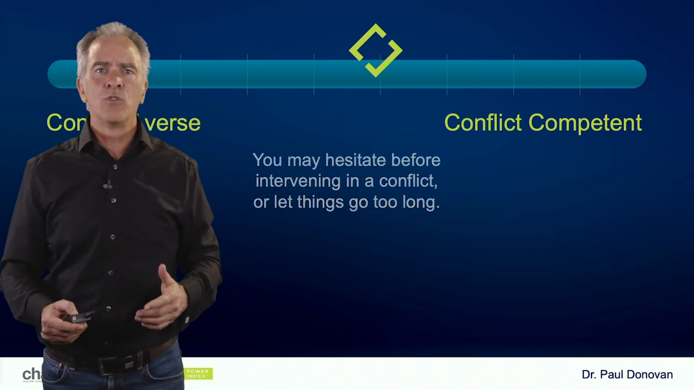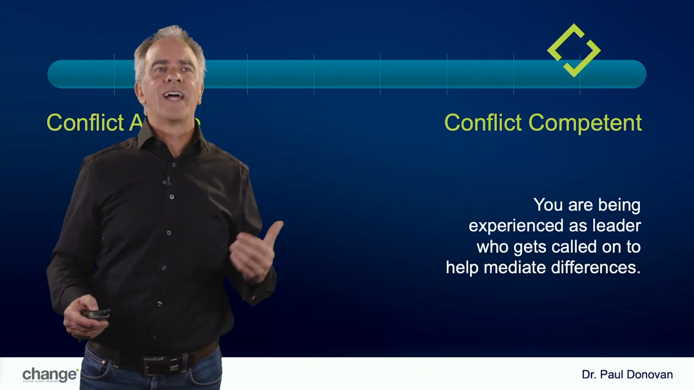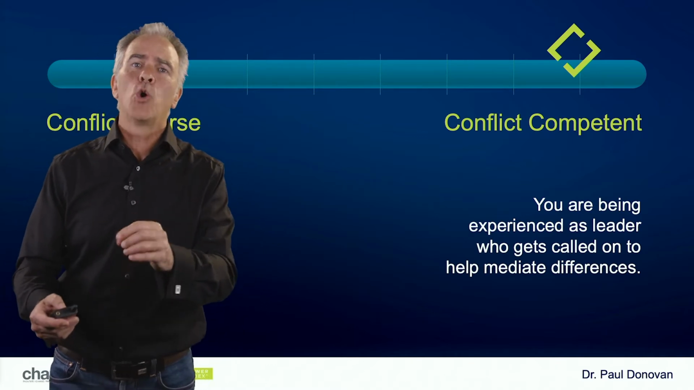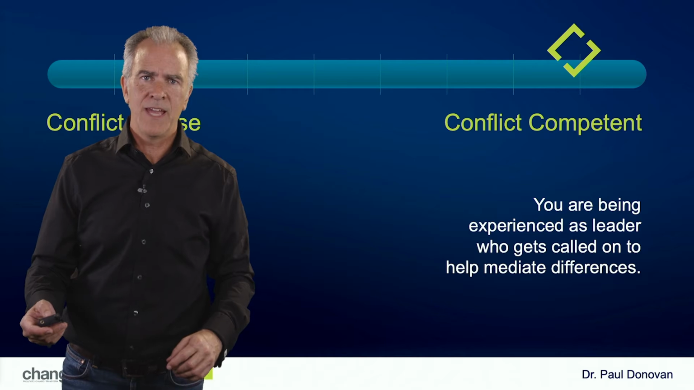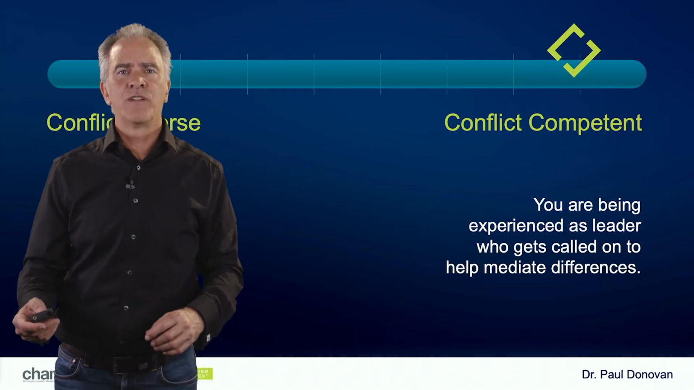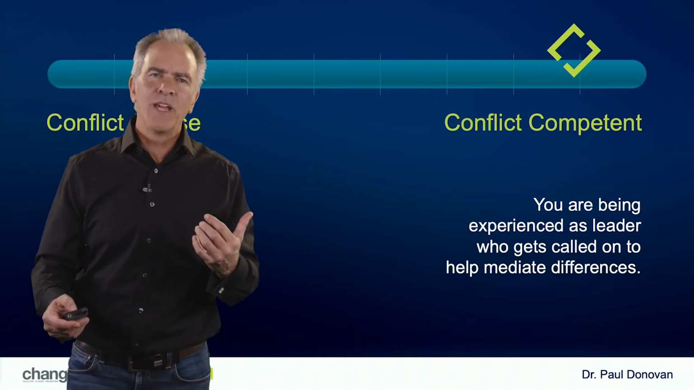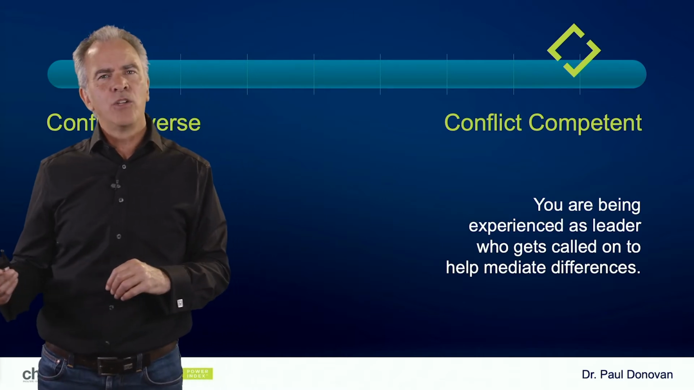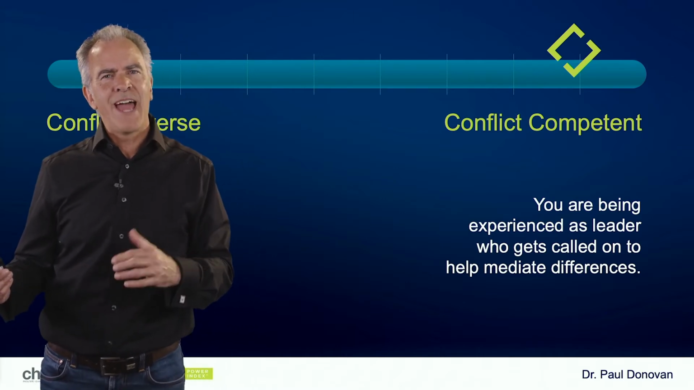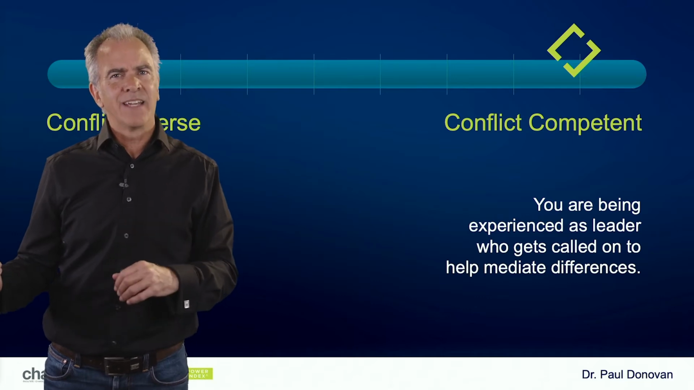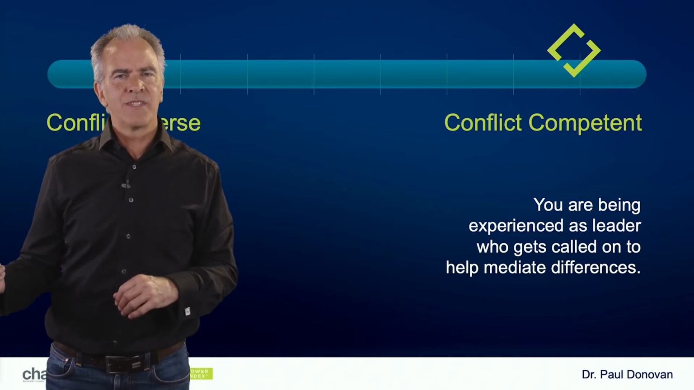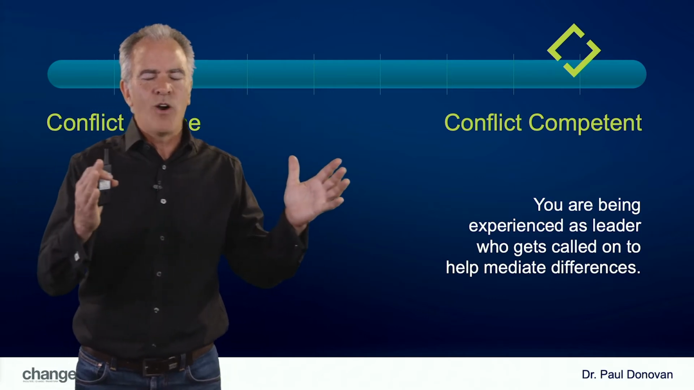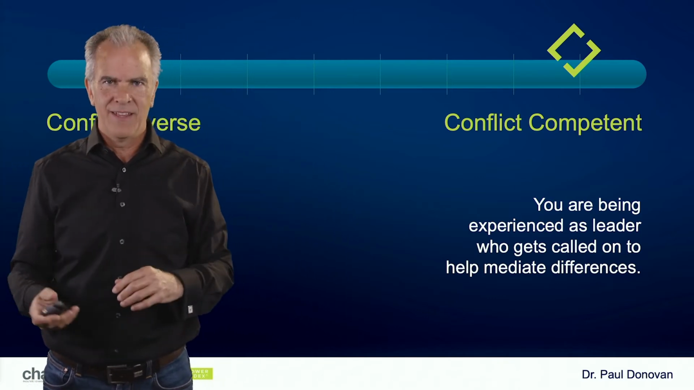But ultimately you do. Or if you're experienced as conflict competent, you're someone who not only steps in when you need to, but you're being called on to mediate difficult conversations or differences. Is that you? Are you being called on? Or are you someone, on the other hand, who is experienced as actually dithering or not acting soon enough in problematic circumstances? So have a little think now. Draw a little line across and consider where on this scale you might be.